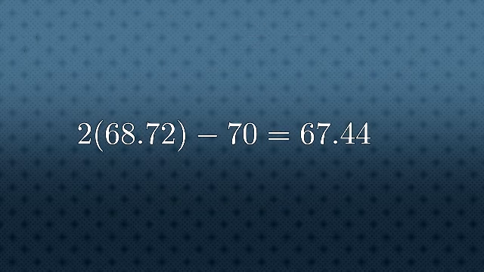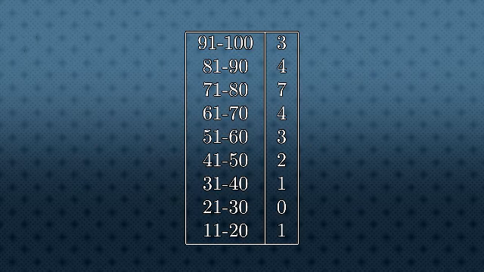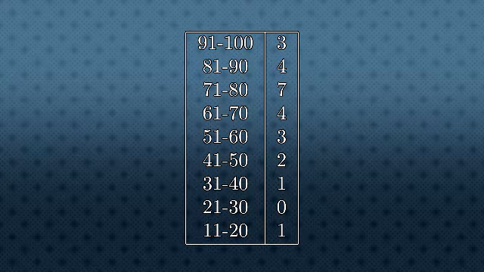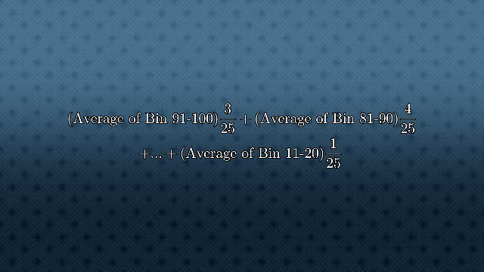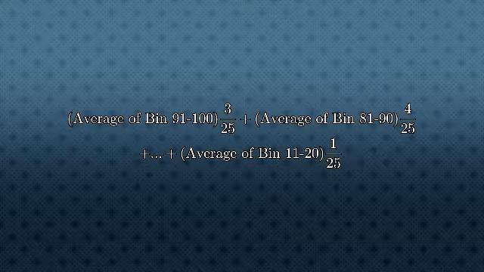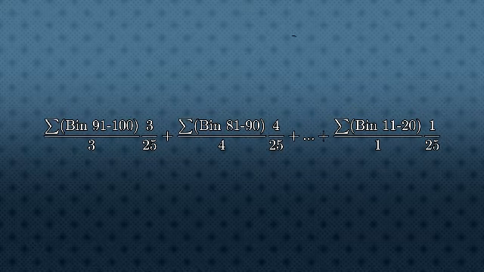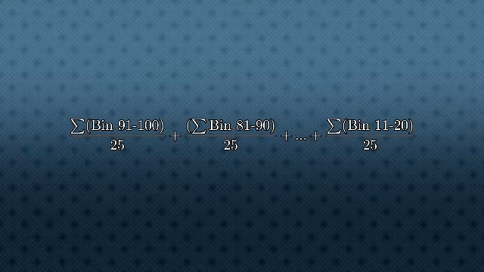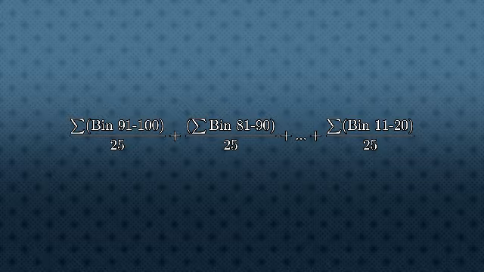Another way of finding the mean is the weighted average. Let's turn back to our frequency table. Now we divide the frequency by n, or 25 in our case, and get the relative frequency of each bin. Now we take the average of each bin and times it by the relative frequency to get our mean.